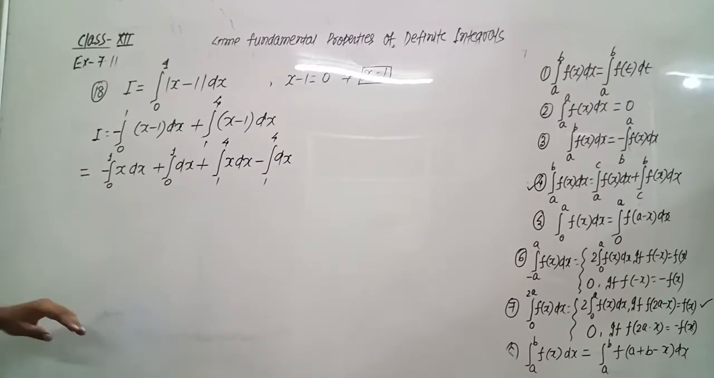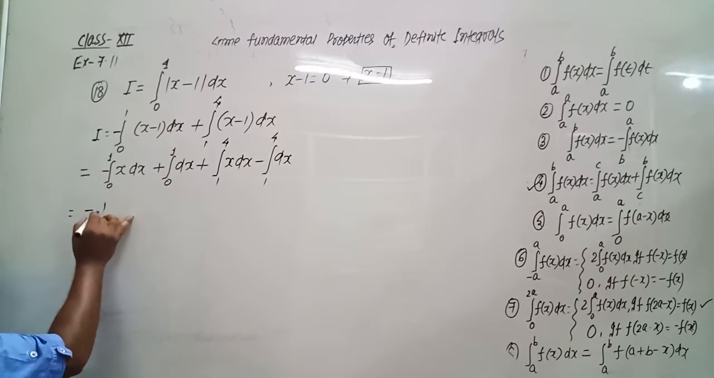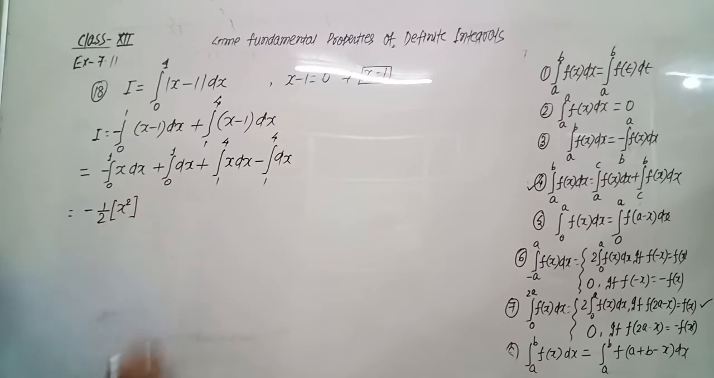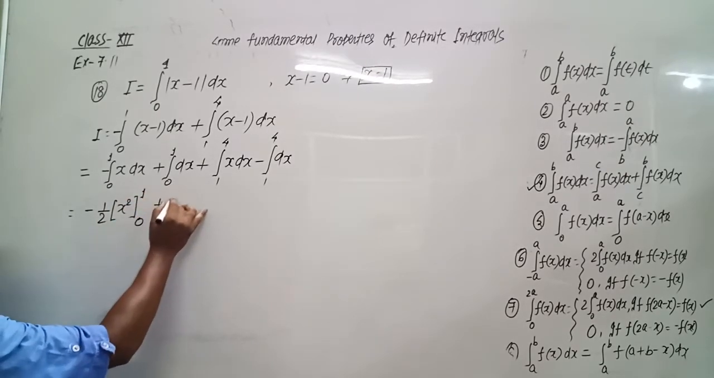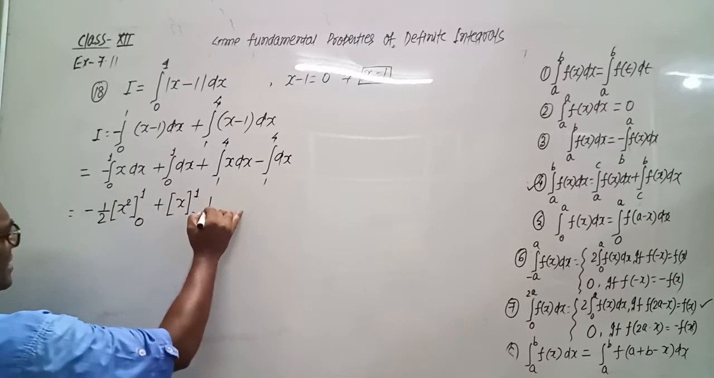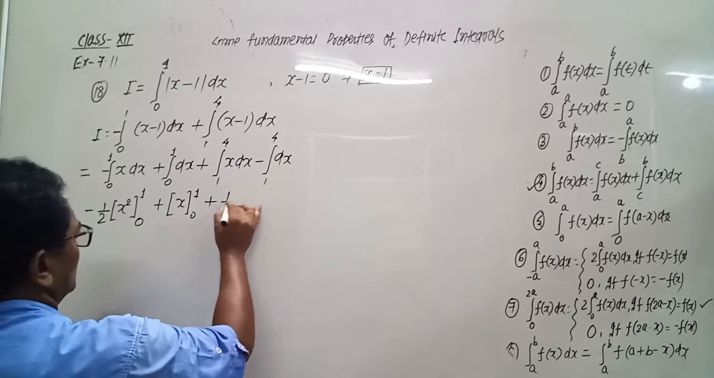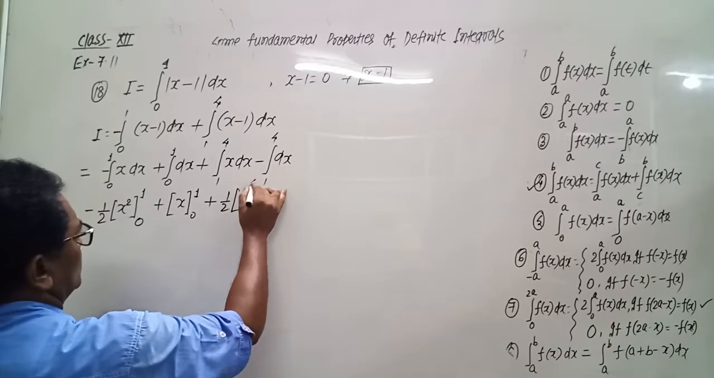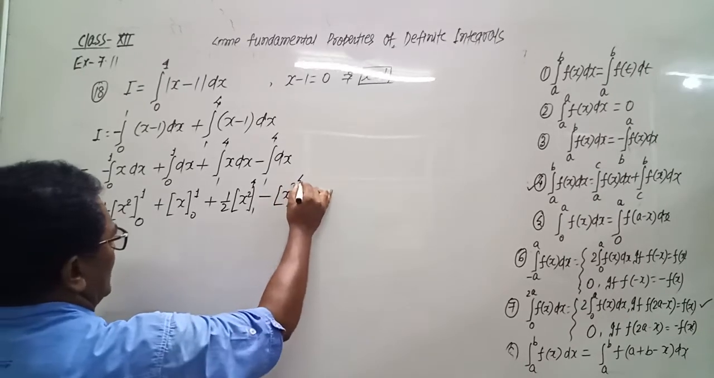Now integrate all these terms. Taking minus outside, the integration of x dx is x square by 2, so 1 by 2 is taken outside, x square with limit 0 to 1. The integration of dx is x with limit 0 to 1. The integration of x dx is x square by 2, so 1 by 2 x square with limit 1 to 4, and the integration of dx is x with limit 1 to 4.